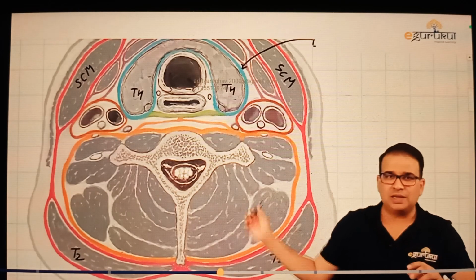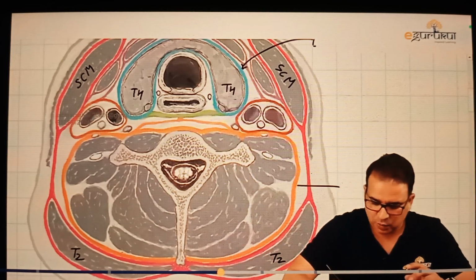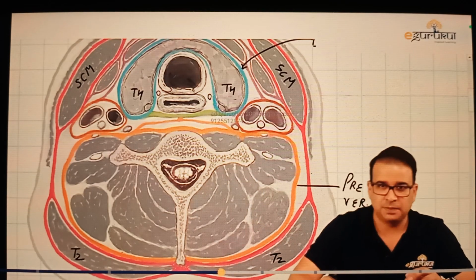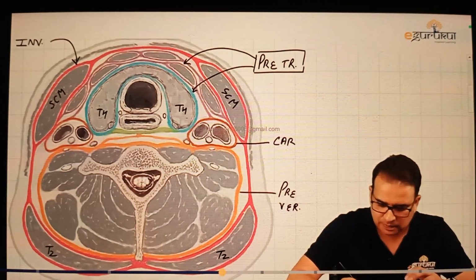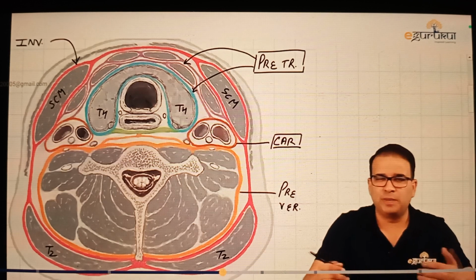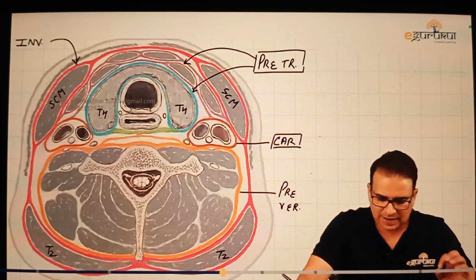If you look at the orange colored fascia which is shown here, that is covering all these prevertebral muscles. So that obviously is a prevertebral fascia. This, of course, is the carotid sheath. That's a carotid sheath, which is contributed by all the investing, pretracheal and prevertebral layers. And now let's identify the nerves in there.